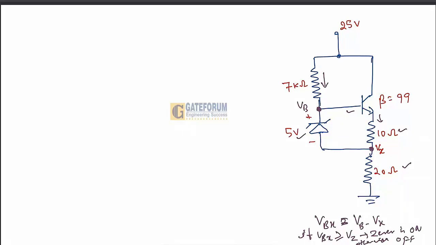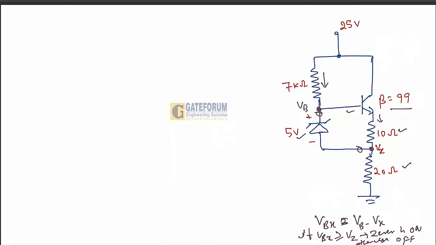So now let's say this is open circuited. We are assuming that the Zener diode is in the off state, and now we are doing the open circuit analysis. If the Zener diode is off, then no current passes through it. So whatever current is coming from this 7 kilo ohm is the base current of this transistor, and if we can find the base current, then we can easily find the emitter current also, because the beta value of the transistor is given as 99.